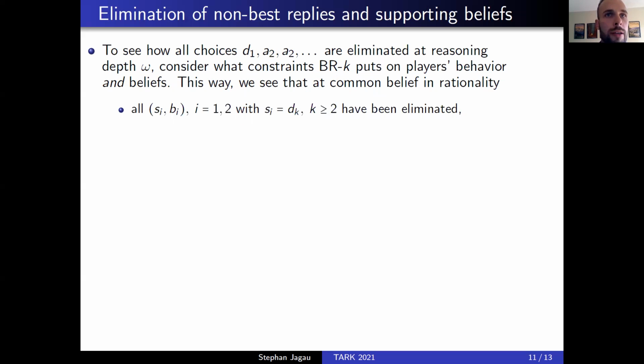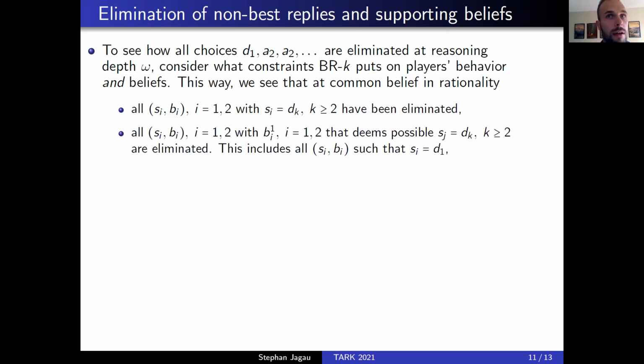If we look at all the strategy belief combinations that are consistent with common belief in rationality, what has to be true? Well, we already know none of those strategies can be any of the D strategies starting at D2. They have already been eliminated at the finite steps of non-best replies. So far, so clear. Well, but we can't stop there because also the beliefs are constrained, right?